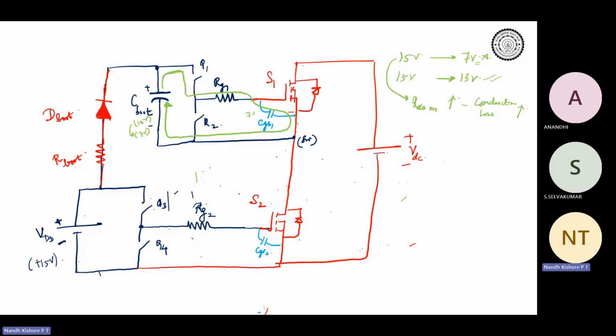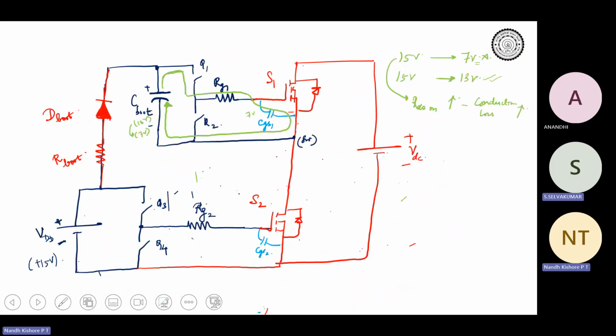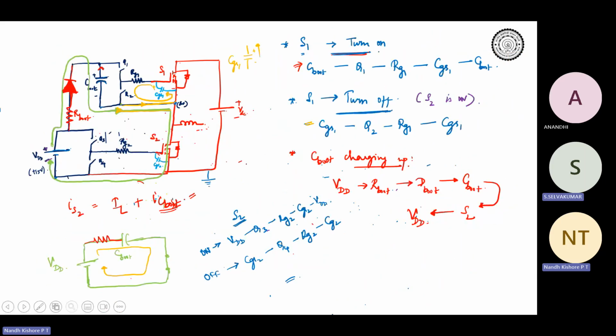When C boot is charging up, the path was VDD, R boot, D boot, then C boot, and then through S2 back to VDD. This was the charging path as indicated in green over here, right? So this is when it is on.